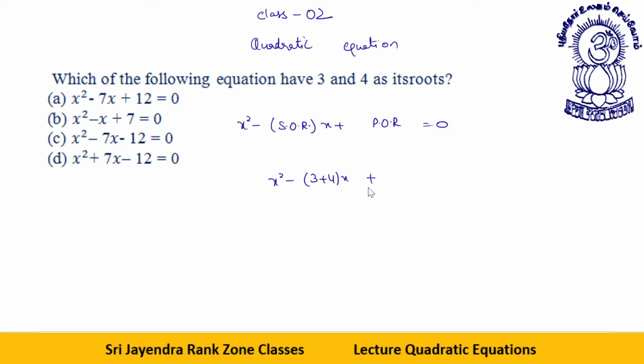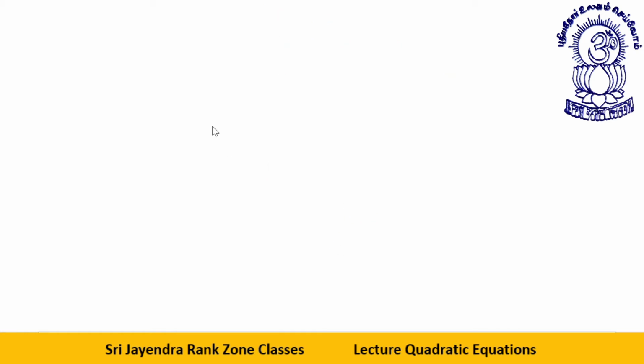x square minus (3 plus 4) x plus product of roots is equal to 0. Product of roots is 3 into 4. That is x square minus 7x plus 12 is equal to 0. Which option is your answer? Option number A is the answer. Okay. Clear to all? Shall I take the next one?